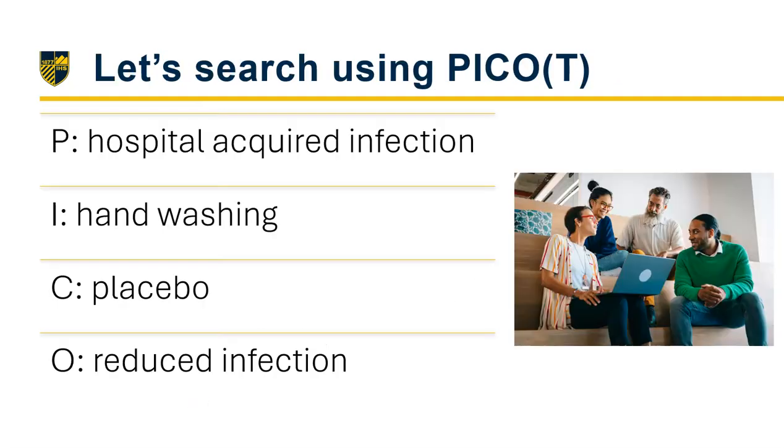So let's go back to the PICO model. My example here for my question is around: are hospital acquired infections reduced through hand washing? So my P is hospital acquired infection. My intervention is hand washing. In this case, I am not using a comparison intervention, so that would be a placebo. And my goal is to reduce infections.